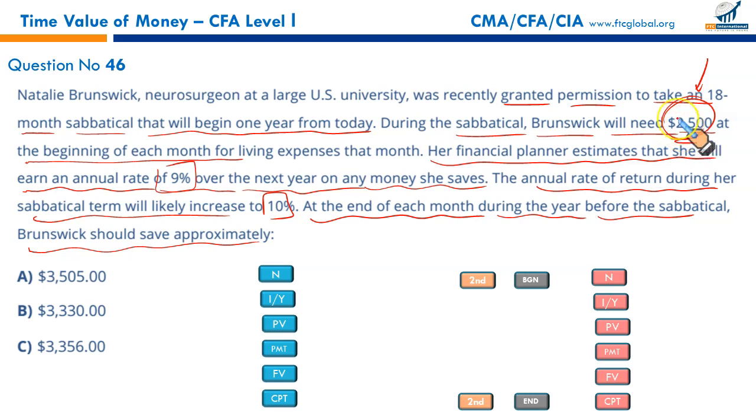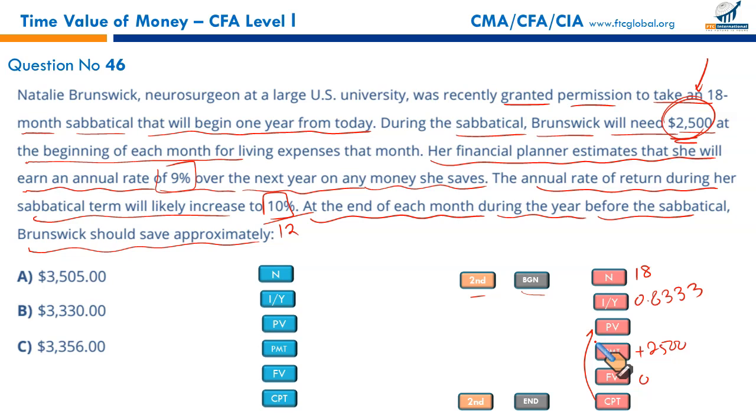Since she needs the first payment at the beginning of the sabbatical, it's going to be an annuity due question. Set PMT, set begin. There are 18 periods. Interest rate during the sabbatical is going to be 10. If you divide 10 by 12, it's going to be 0.833. What's the payment she will receive? She will receive $2,500 for each of the next 18 months, starting from the start of the sabbatical. Future value 0. You press CPT and present value.